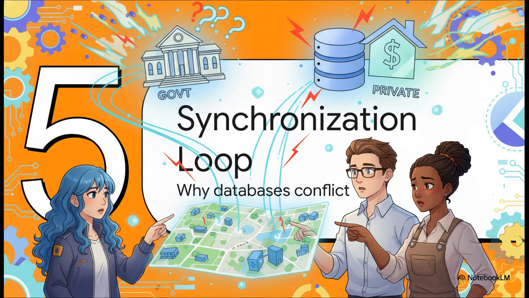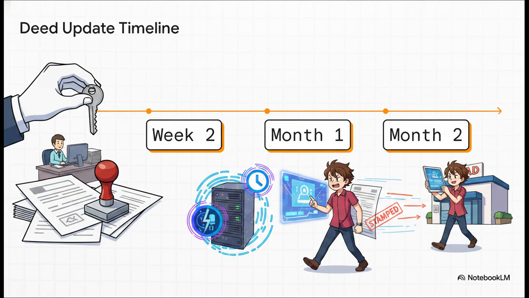Why databases show conflicting info. This is where we enter some more advanced territory. We really need to examine why different government websites sometimes completely disagree on who owns a house. It's a massive source of confusion for buyers and sellers.